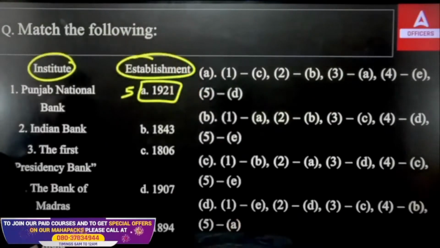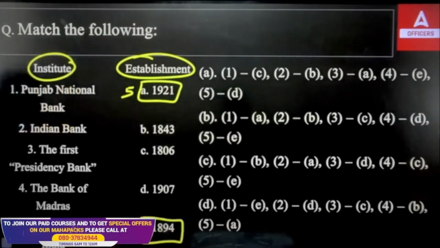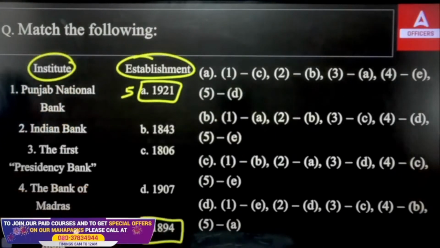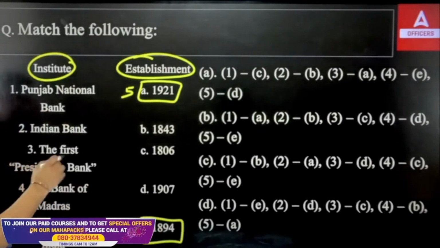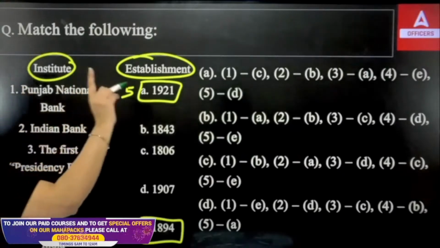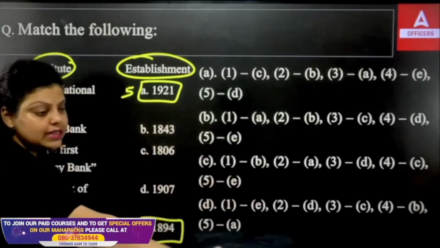Now, do I know the Punjab National Bank? Yes, I do. Punjab National Bank was established in 1894. Okay, it stayed in Pakistan also after the independence for 1 year. Next, the first Presidency Bank, I even know this. The first Presidency Bank was the Bank of Calcutta, but its name was changed in 1809.